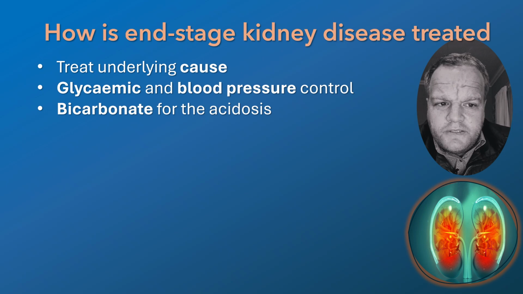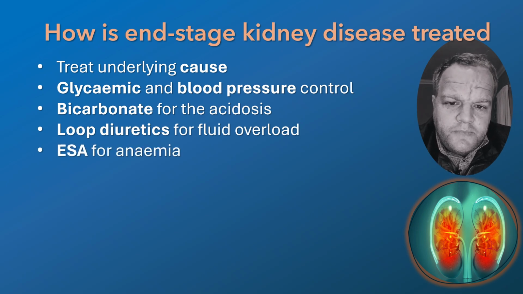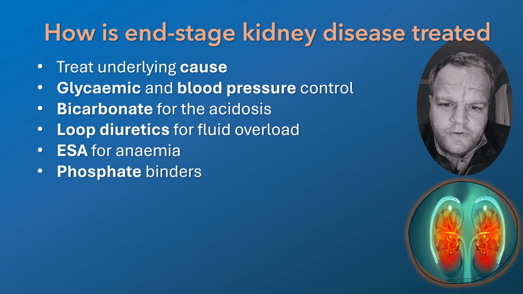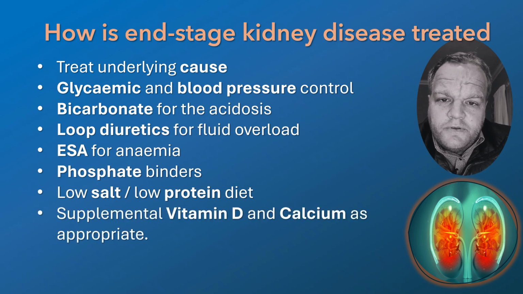Correcting metabolic acidosis, often with the use of oral bicarbonate. Manage the fluid overload with loop diuretics. Treating the anemia with iron supplements and erythropoietin stimulating agents. Control phosphate levels with phosphate binders. Implement dietary modifications such as a low salt and low protein diet. And then lastly but not least, supplementing vitamin D and calcium.